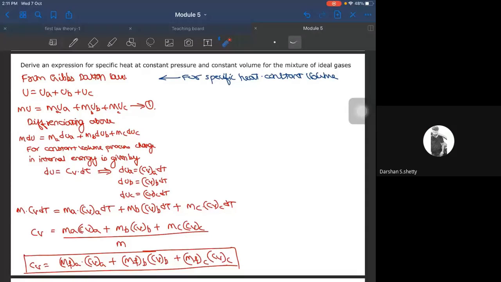Okay, so this completes the theoretical part of the first part of your module 5. You have problems left over. After that, you have to go for the real gases. From the next class, we will start the problems. I said I'll be sending you the notes by today. So make sure you write your notes and be ready for the problems in the next class.